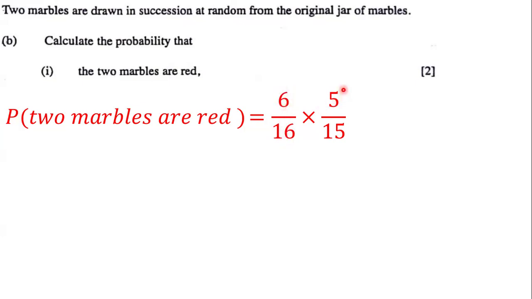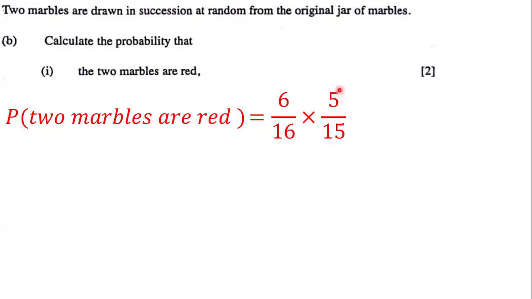Next, we have the probability that the second marble drawn is red. Now, there are only 5 red marbles because we already selected 1 red marble. And so that's why this is 5. Because it was 6, but we selected 1 red marble, so there's only 5 red marbles to choose from. And this one is 15 because it's no longer 16 marbles in total. We already selected 1 marble, and so it's 15.